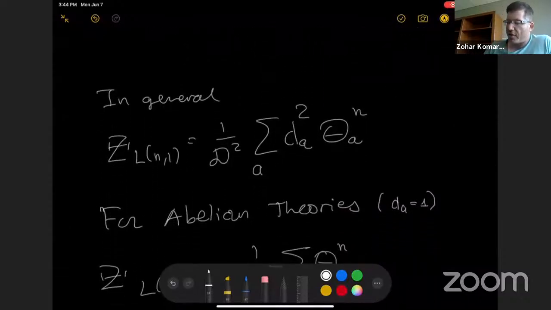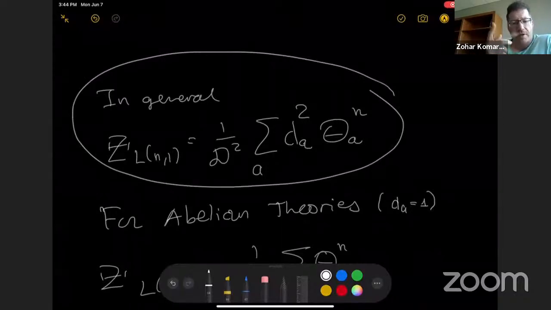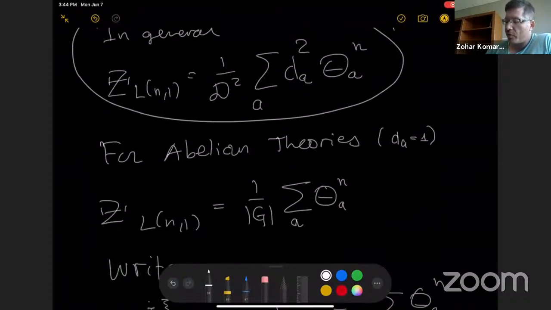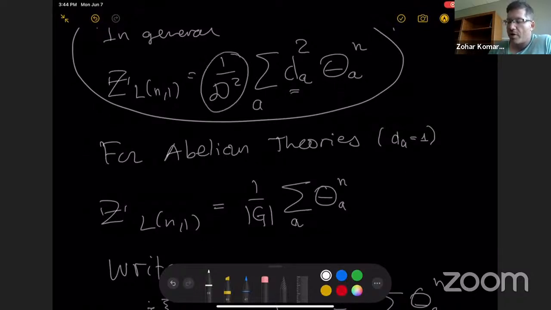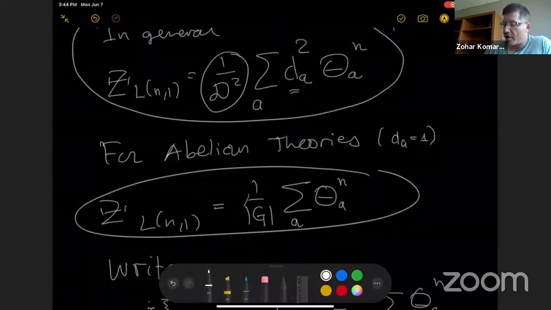And this is the partition function for the lens spaces. This is true for both abelian and non-abelian theories. For abelian theories, you can remove these quantum dimensions because they're all one in abelian theories. And also this is just the dimension of the group of anyons. So for abelian theories, it's just 1 over the number of anyons times the sum over the topological spins to the power n.